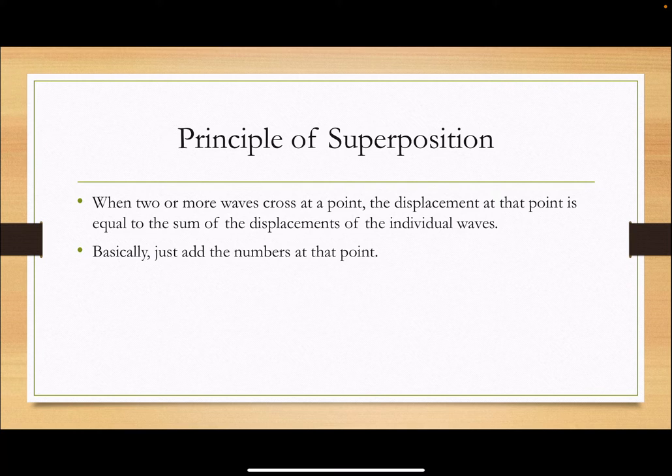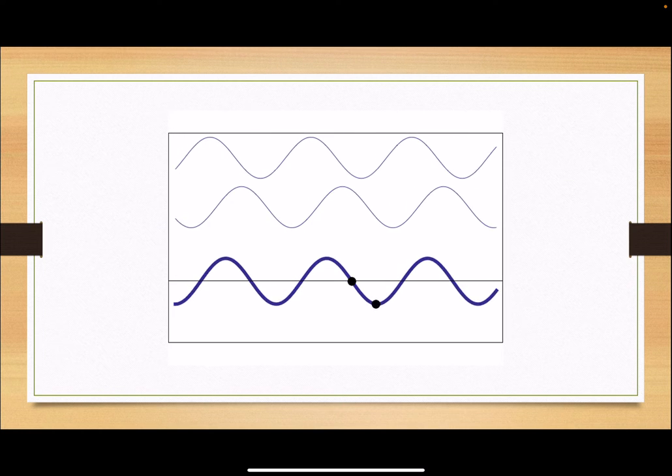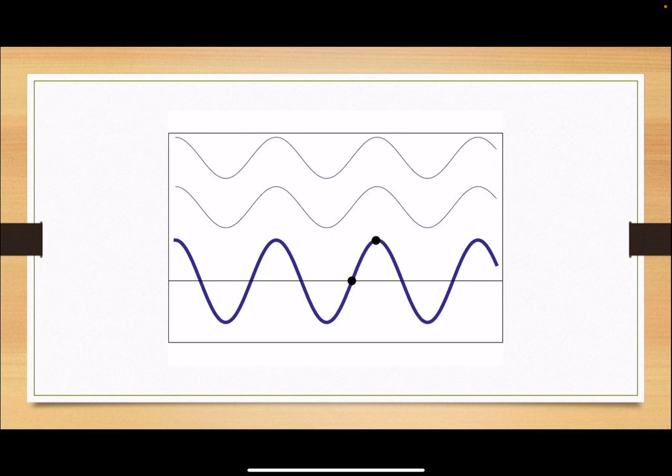And so combining those two ideas, we have this principle of superposition. When we have two or more waves and they cross a point, the overall displacement at that point is going to be equal to the sum of the displacements of the individual waves. So we're just going to add up the numbers at a specific point. This is going to demo it.